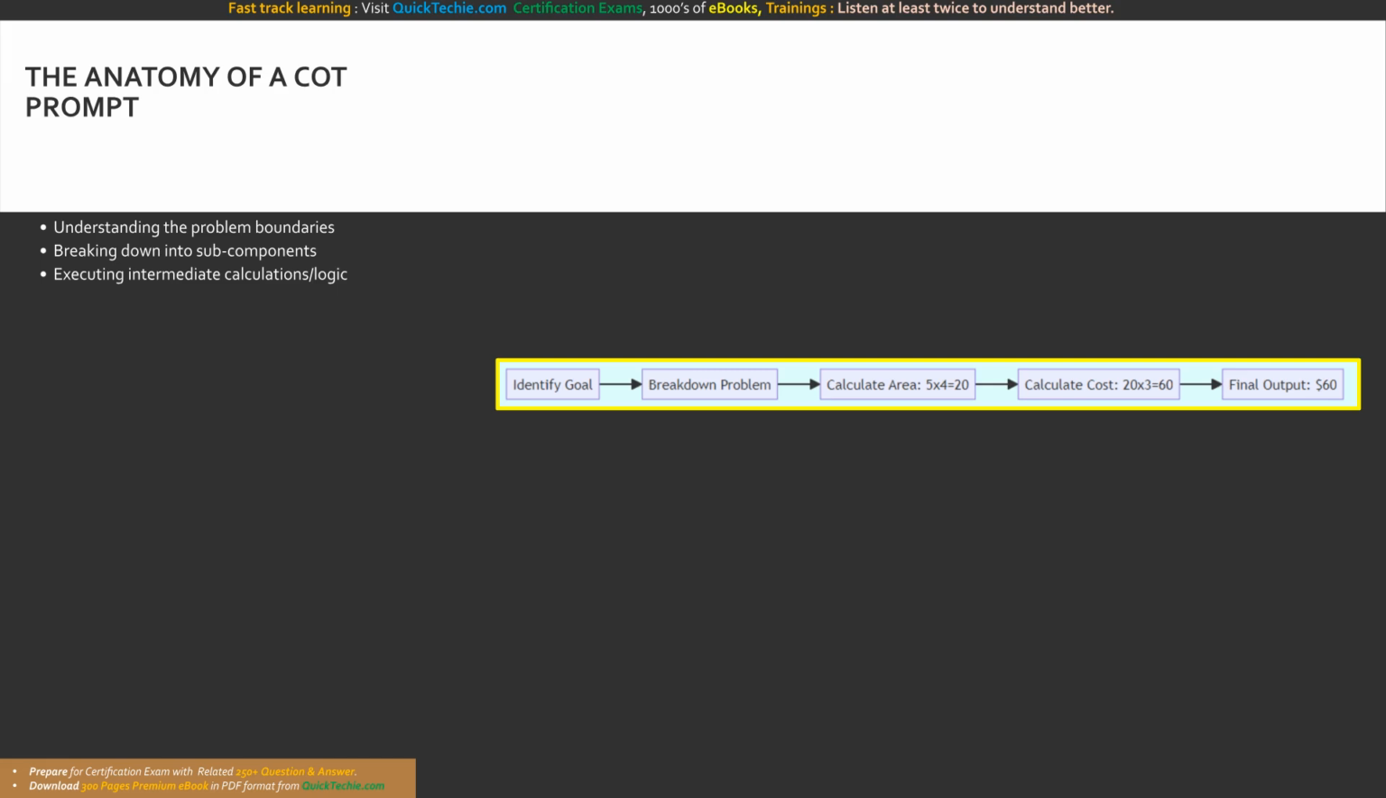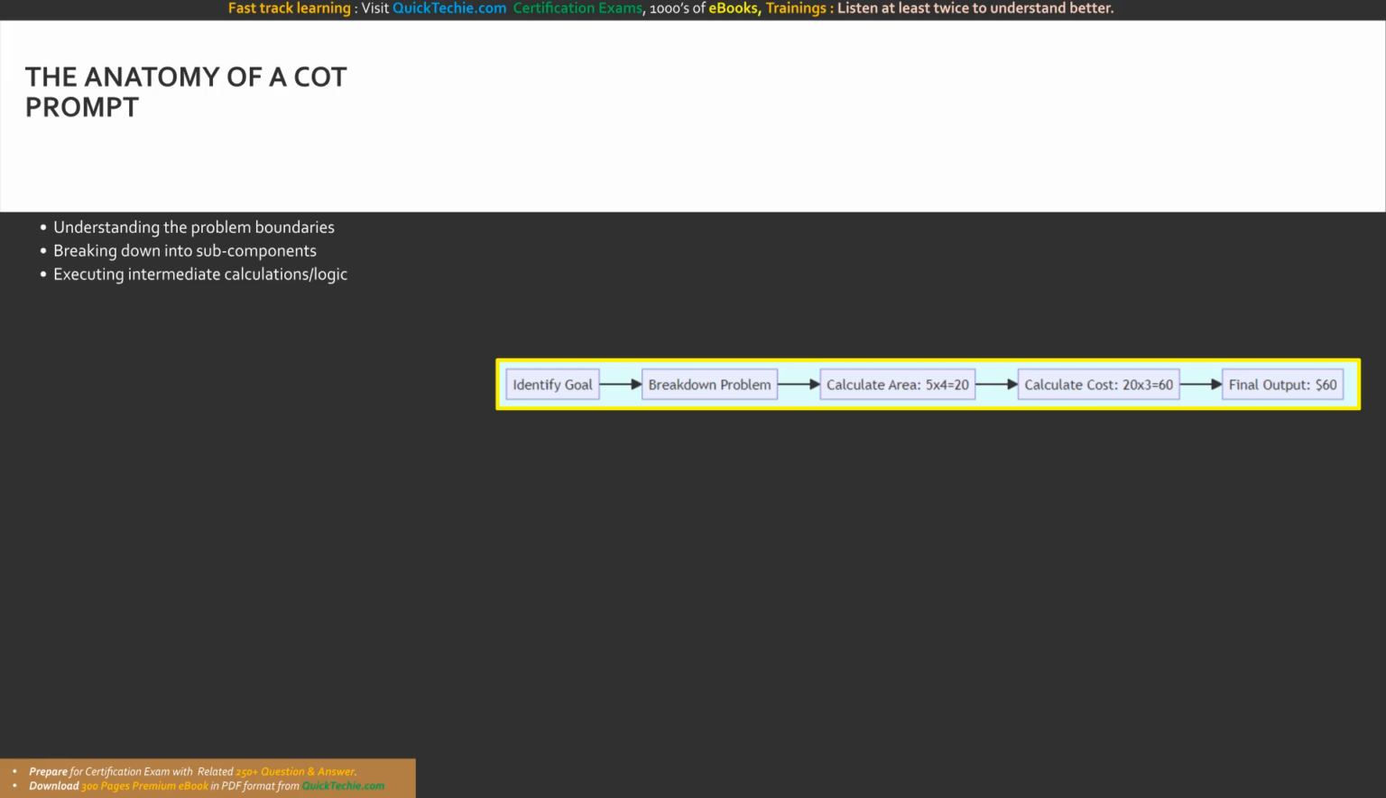The model's response then follows a structured logic path. First, understanding the problem. The task is to calculate the total painting cost based on dimensions and rate. Second, breaking down the problem, finding the room's area, then calculating the cost. Third, calculating the area, multiplying 5 meters by 4 meters to get 20 square meters. Fourth, determining the total cost, multiplying 20 square meters by $3 to get $60.